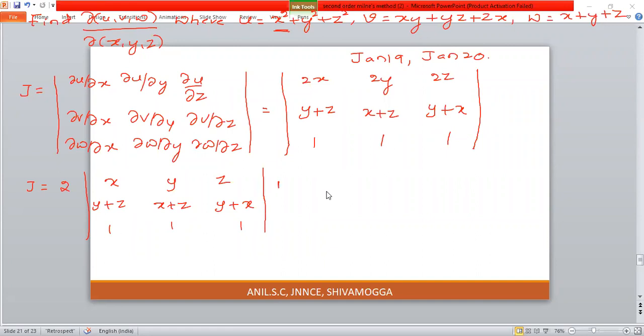Now take R1 as R1 plus R2. If you do not know properties, you can expand the determinant. In either ways, you can do that. Take R1 as R1 plus R2.